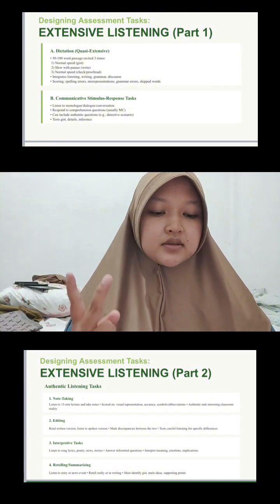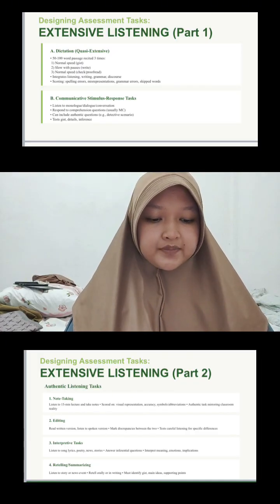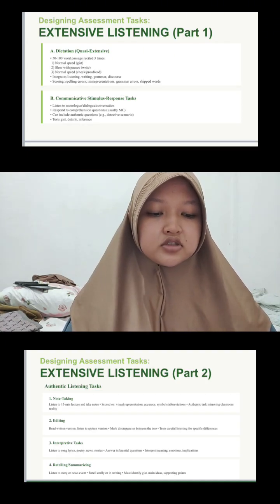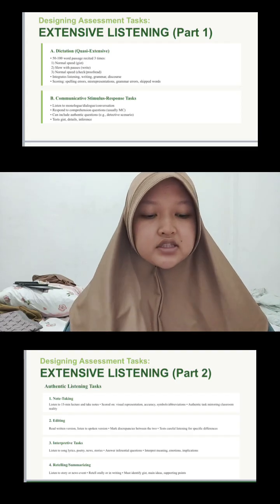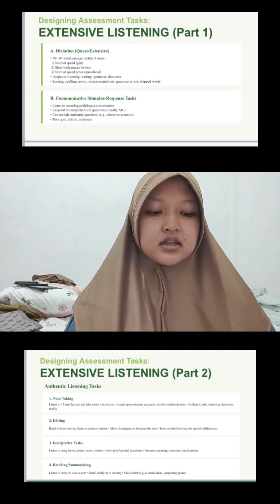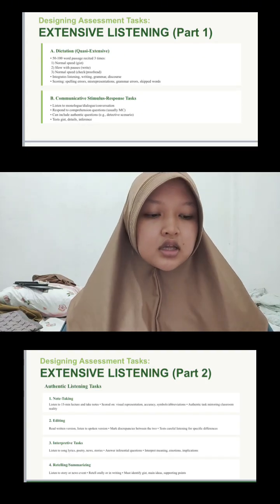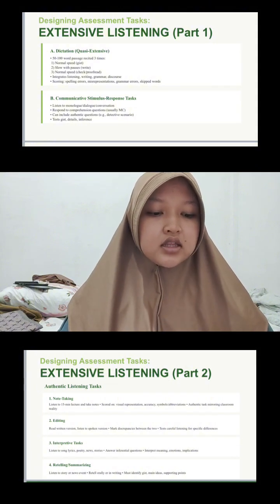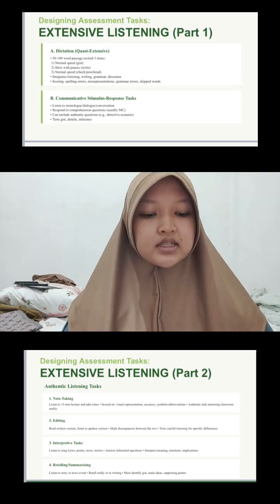So we move to the second main type, which is communicative stimulus response tasks. In this task, students listen to a monologue, dialogue, or conversation. After that, they answer comprehension questions, usually in multiple choice format.